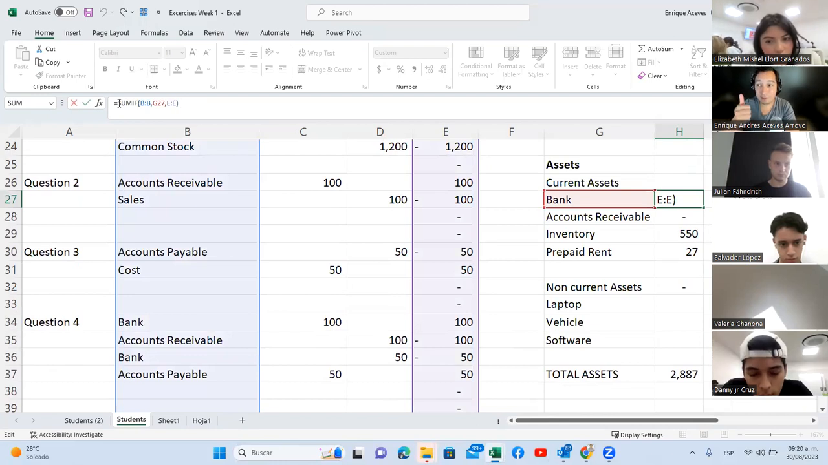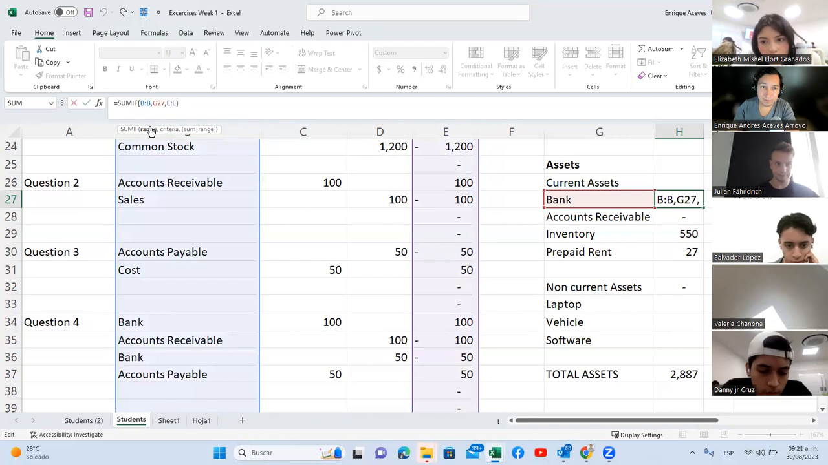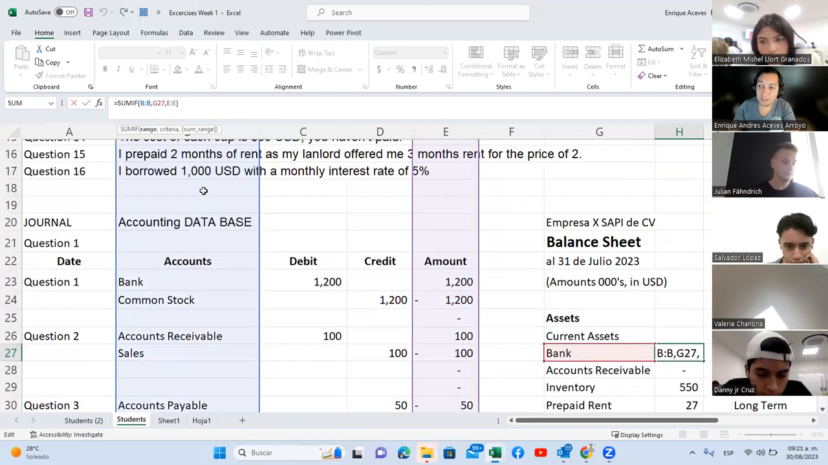Hasta aquí todos me están siguiendo. Sumar.si. Abrimos paréntesis, ya que utilizamos la función. We open parentheses when we start to use the function. The first element that Excel is telling us to provide to him is the range. The range means, where do you want me to look?